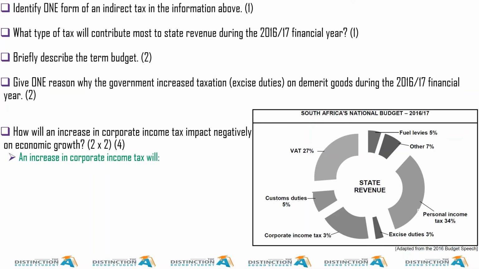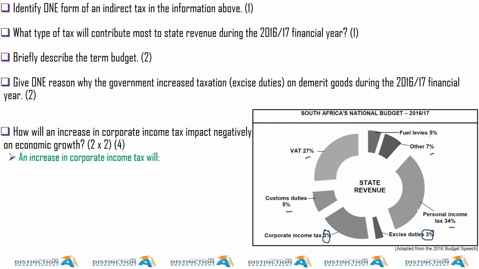Right, the next one here, we have a pie chart sort of, and it shows state revenue. So this thing here is showing where the money is coming from, and you can clearly see this thing is not proportional. Look here, it says 3% and it says 3%, but these two don't look alike. So for you not to be misled, just look at the percentages there. If any questions are asked, just look at the percentages. But we can clearly see that personal income tax is the highest, and the lowest are these two: excise duties and corporate income tax. Let's go to the questions.